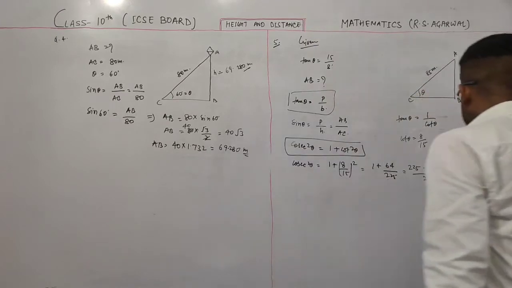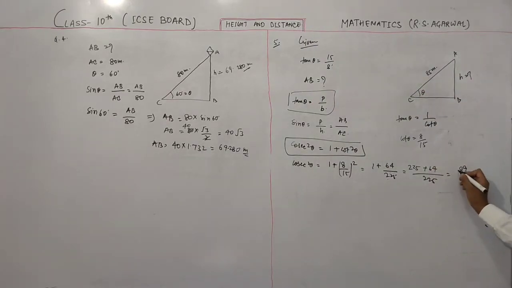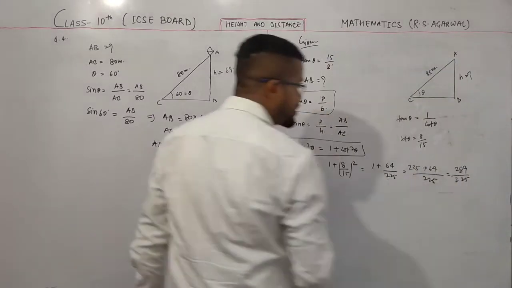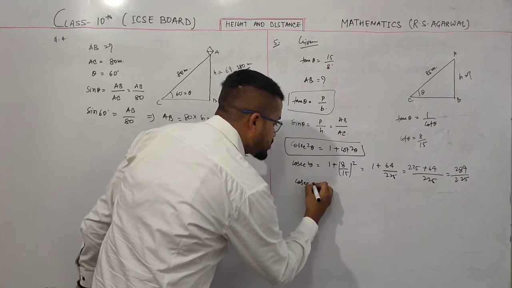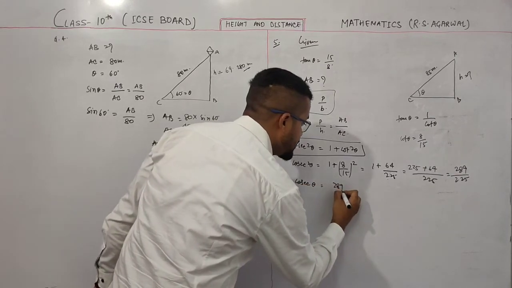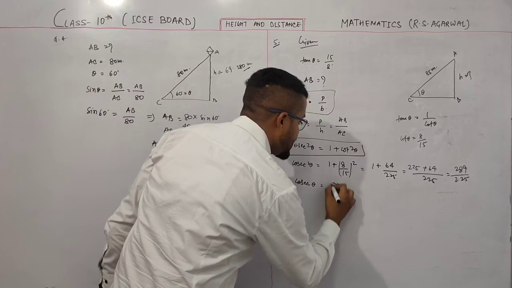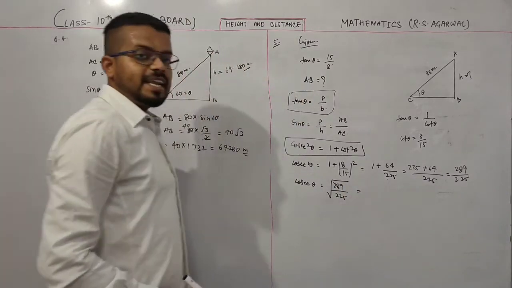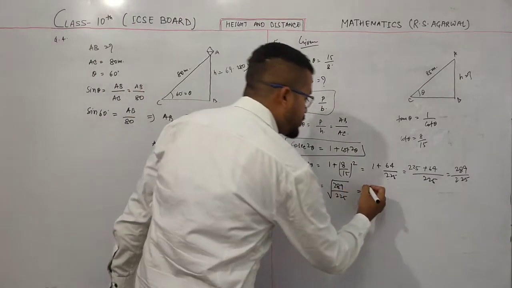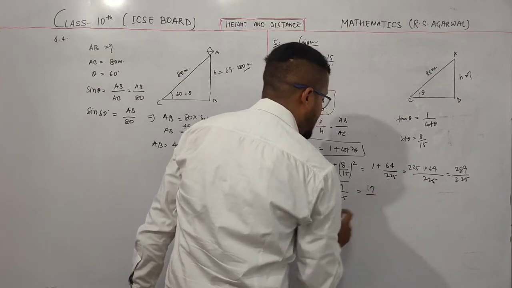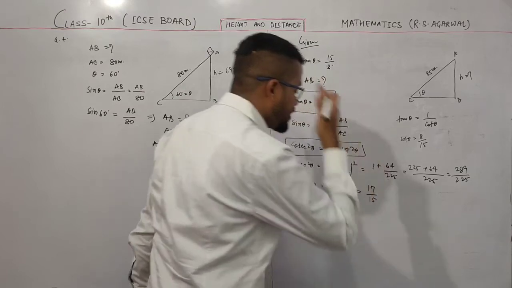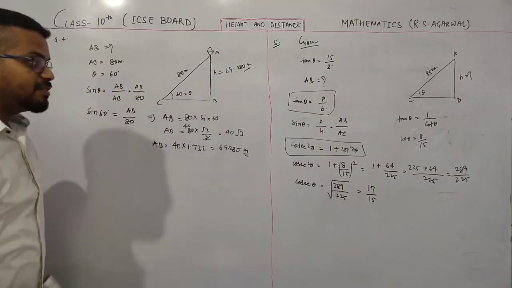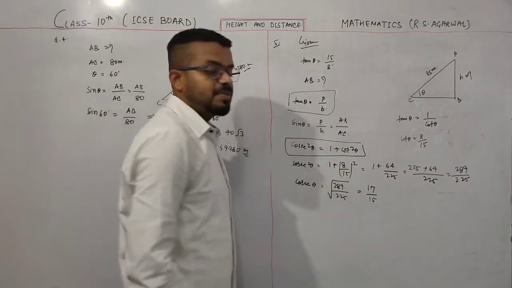So the value is 289 by 225. This is the value of cosec square theta. So cosec theta is equal to the square root of 289 by 225. The square root of 289 is 17 and the square root of 225 is 15. Okay, so 17 by 15. The value of cosec theta is 17 by 15.